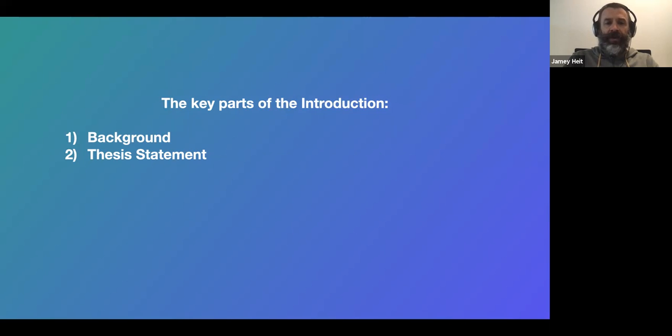The second key part of the introduction is the thesis statement. And there's a thesis statement video elsewhere in the course, so we're not going to dwell on the thesis in too much detail here. But for the purposes of this conversation, remember that your thesis statement is the main idea that your paper is going to develop. This is your position. This is what you're going to argue. So you state your position and you provide key areas of support. That's all you need in a good introduction. Some background information and a good thesis statement.